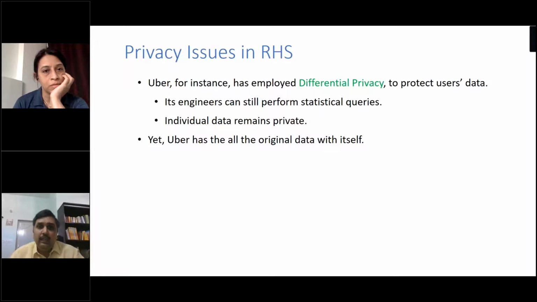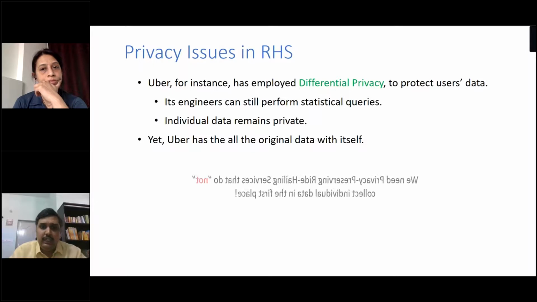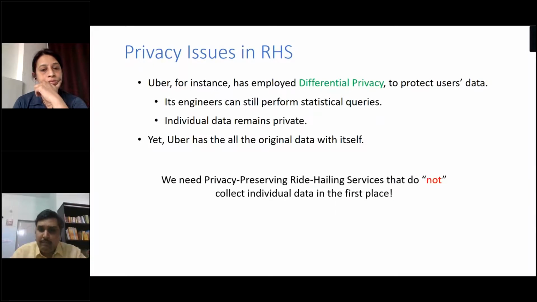Differential privacy has its own share of problems. The problem is who actually anonymizes this data. Uber still has the original data with itself. So our data could be protected from its employees, but still somewhere it's there. Not that these ride-hailing services should not be completely trusted, but it's always good if we can design privacy preserving ride-hailing services that do not collect individual data in the first place.